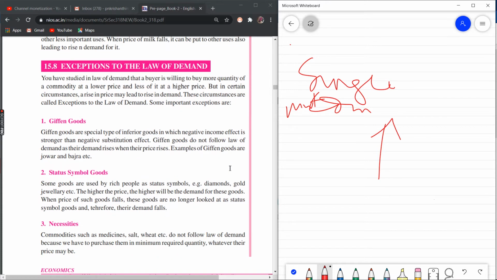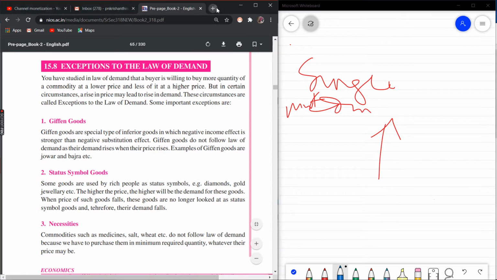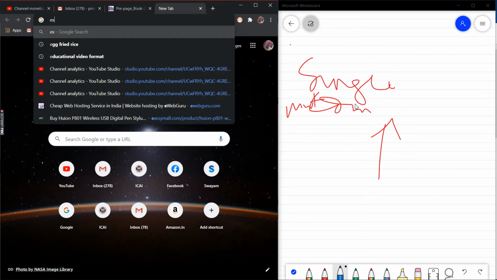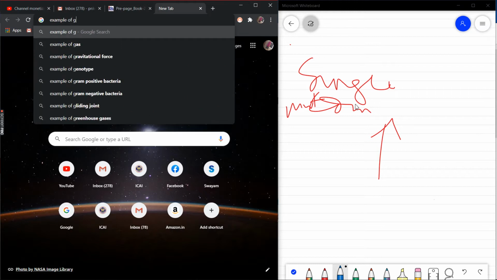So what are the exceptions to the law of demand? First, they are saying that the first exception is Giffen goods. What are Giffen goods? Giffen goods are a special type of inferior goods in which the negative income effect is stronger than the negative substitution effect. Let me give an example to you in pictorial form, an example of Giffen goods.